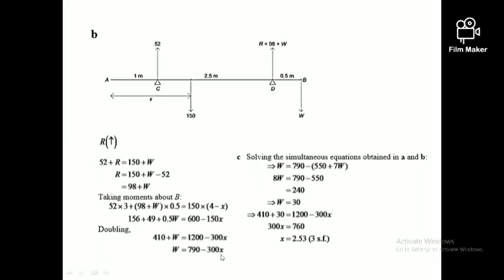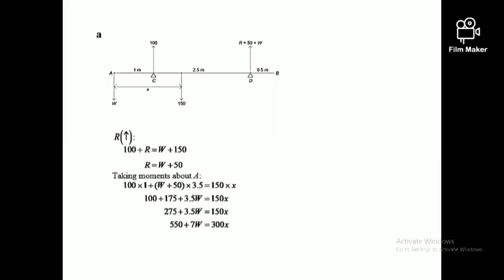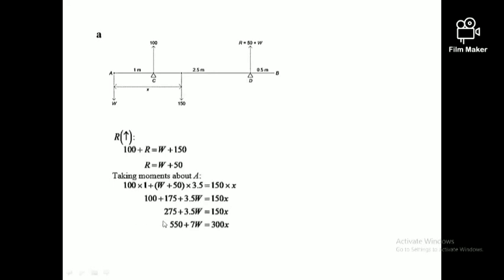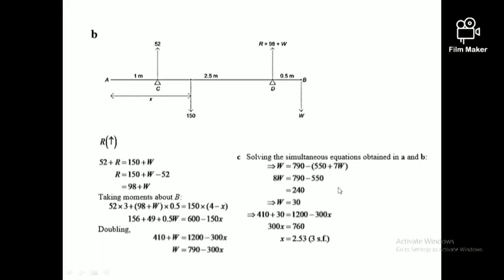790 minus 300x, right? Then how do you find the value for W and X? We know that from the previous equation we already got 550 plus 7W equals 300x. From this equation we know that W is equal to 790 minus 300x. Then I can say W equals 790 minus, instead of 300x, what can I replace? I can replace it with 550 plus 7W, right?